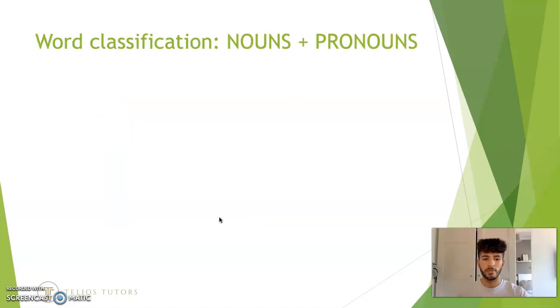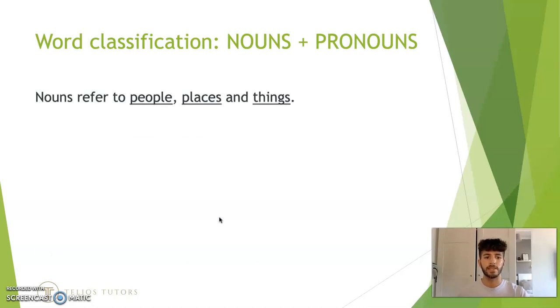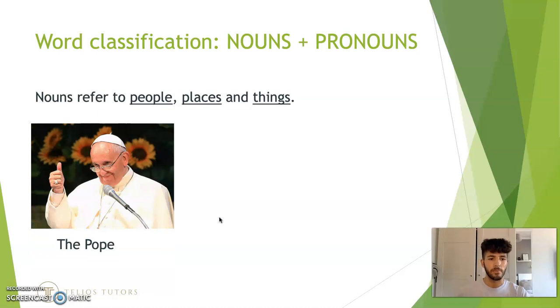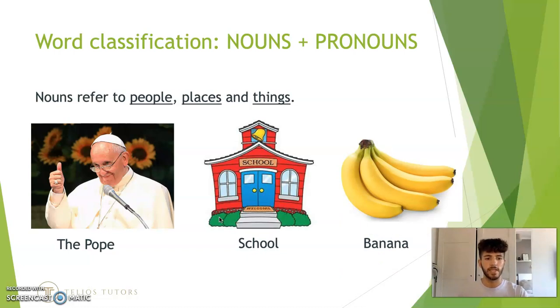So the first and most basic type of word that we're going to look at are nouns and pronouns. Nouns simply refer to people, places, and things. Examples of this can be the name of a prominent Catholic figure, such as the Pope. It could be the name of a place, such as school, or it can even be the name of an object, such as bananas. And then it can even refer to non-tangible things, so things you can't physically hold in your hands, such as love and time. So in a sentence example, we can say, the Pope eats pizza, with the noun being the Pope.